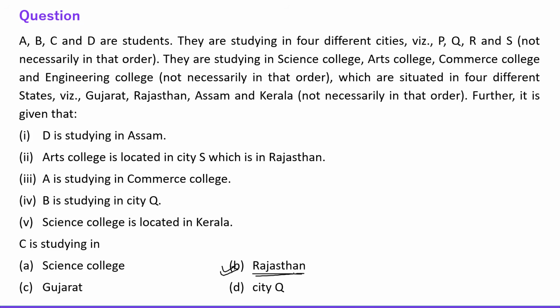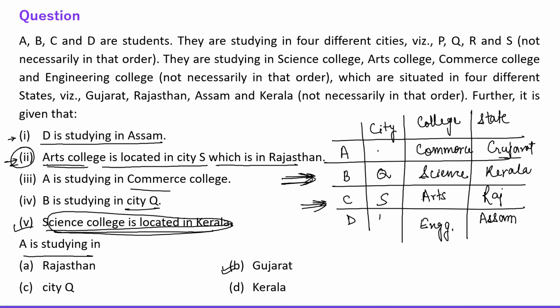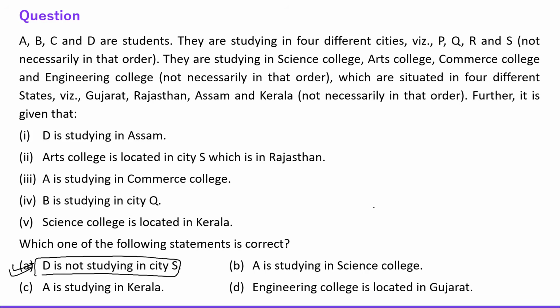Next question is, which one of the following statements is correct? The first statement says D is not studying in city S. Yeah, this is the correct statement. D is not studying in city S because C is studying in city S. So obviously D is not studying in city S. This is the correct statement.